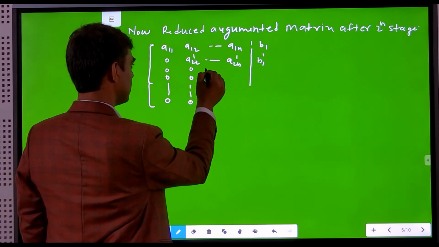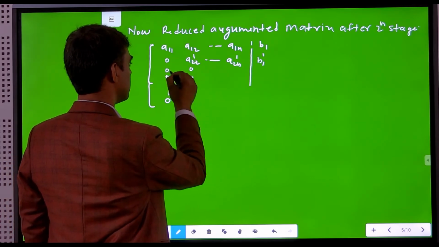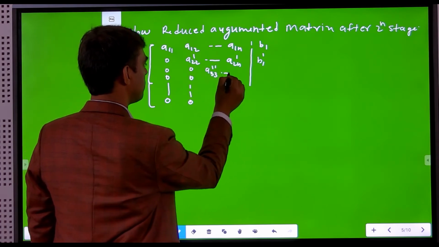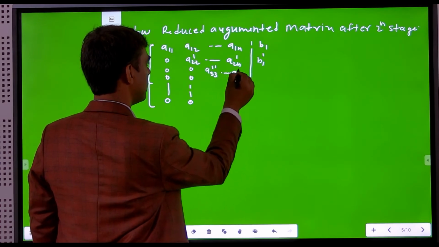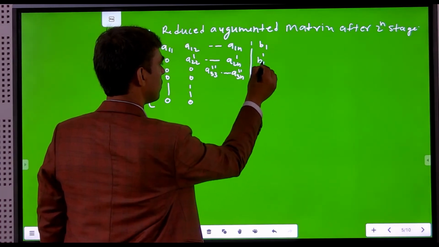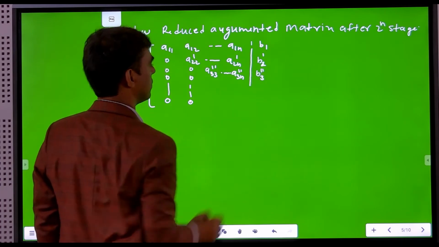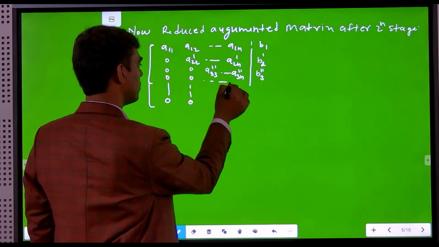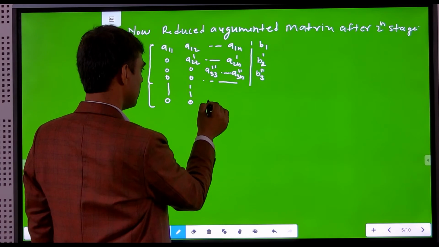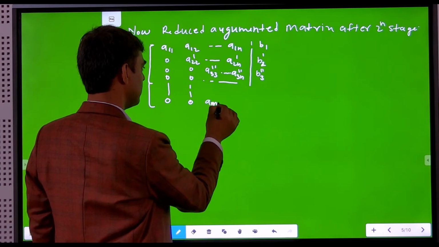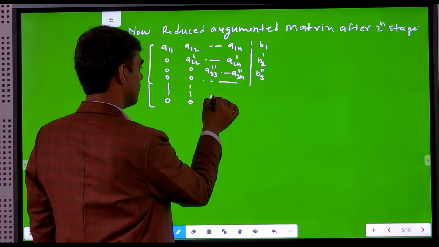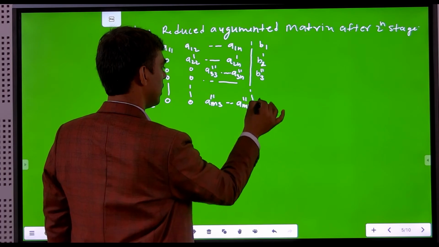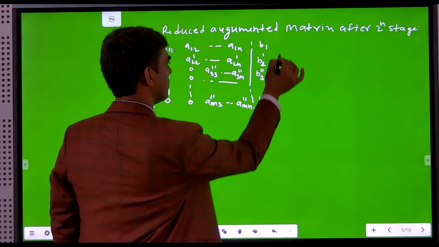Now, the next element is A33 double dash up to A3n double dash, up to B3 double dash. Similarly, there is a change in the fourth row also. In the mth row there is a change, meaning here we write Am3 double dash up to Amn double dash, and this one is Bm double dash.